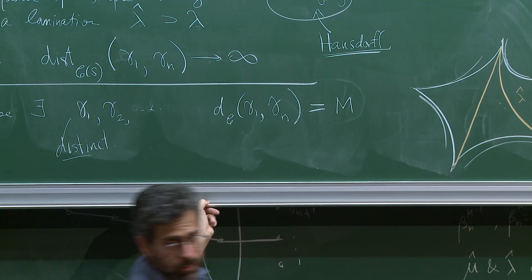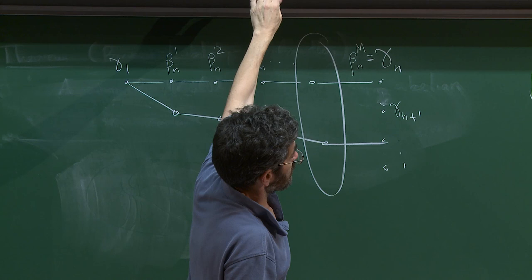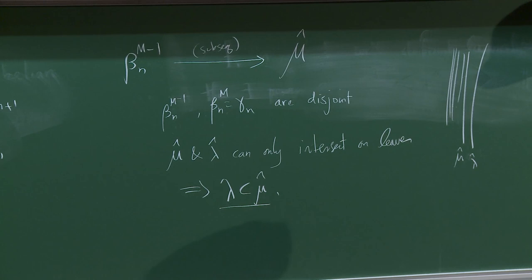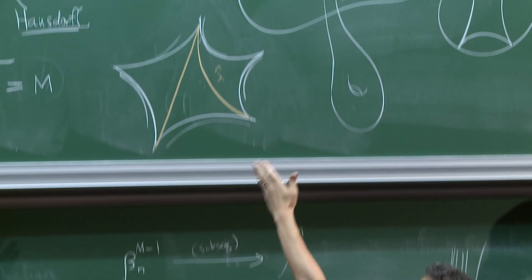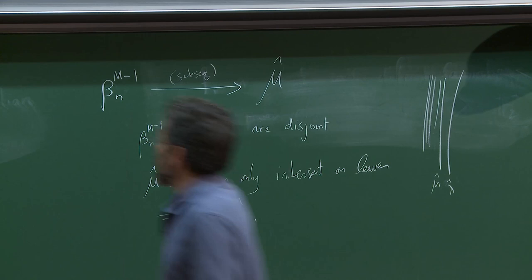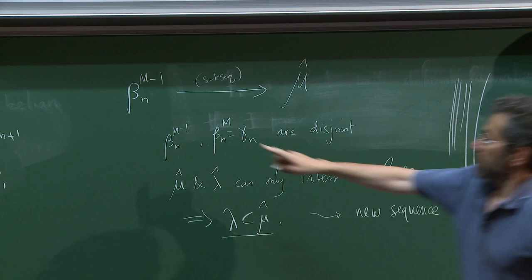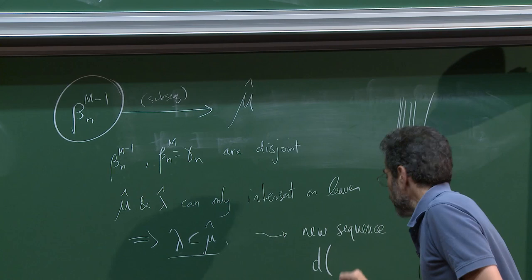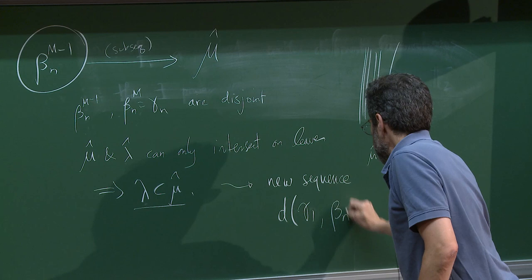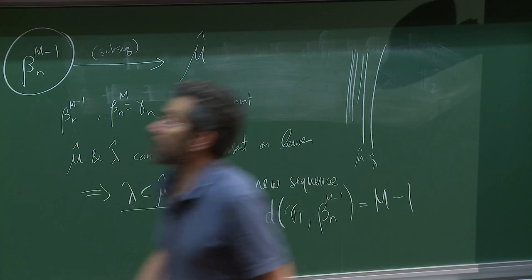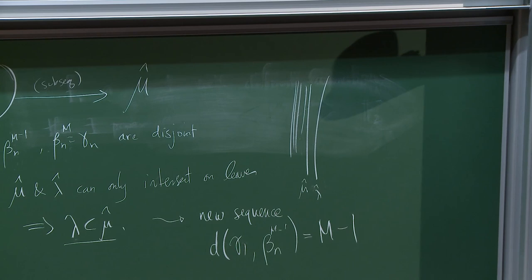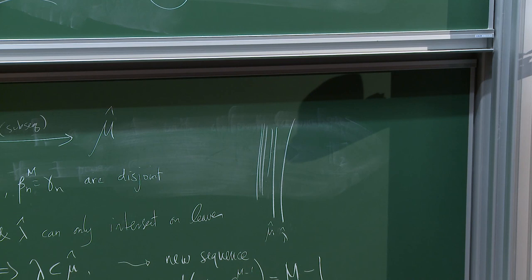Okay. So where was I? Right. So that's what lambda hat could have only been. And I'm claiming mu hat can only be the same kind of thing. Mu hat is not allowed to intersect lambda hat in any way, and so all it can be is just some other way of filling in lambda. But what does that mean? That means that we produced a new sequence, namely these guys with distance m minus 1. Gamma 1 is the initial point for everyone, and then beta n m minus 1 is at distance m minus 1. That's the inductive step. I had a sequence of length m that converged to something containing lambda, and now I have a sequence of length m minus 1 whose last terms converge to something containing lambda.